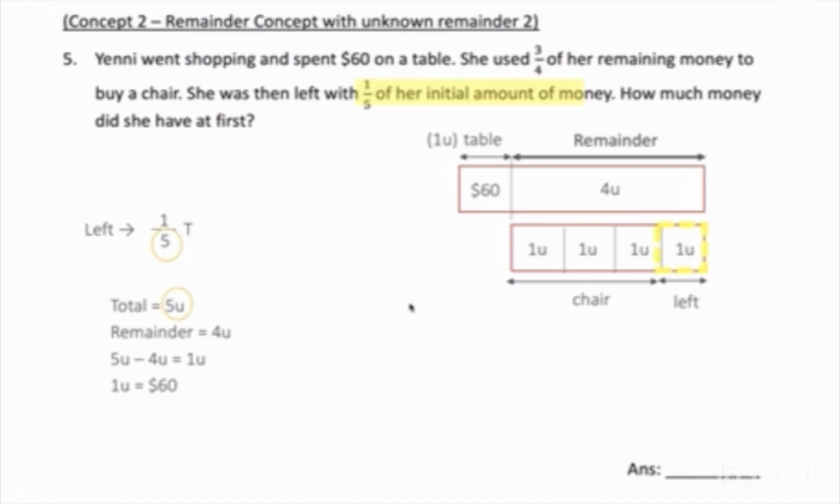Now the question is, how much money did she have at first? At first it is $60 plus 4 units. Or in short, you can say 5 units at first. 1/5. Okay, so 5 is the total. So 5 times 60, $300. Any question?